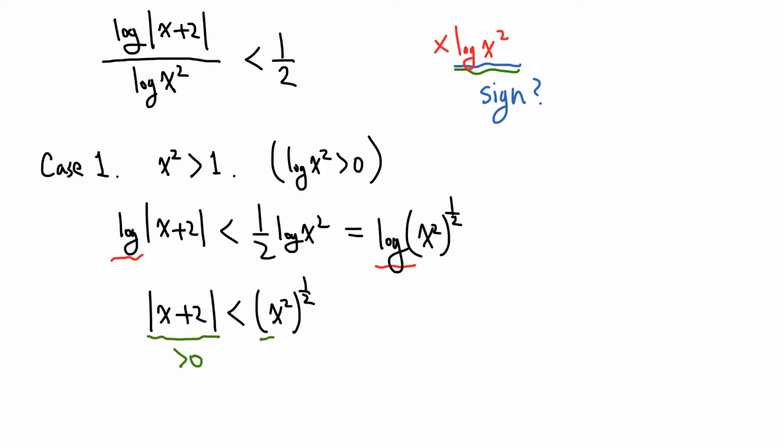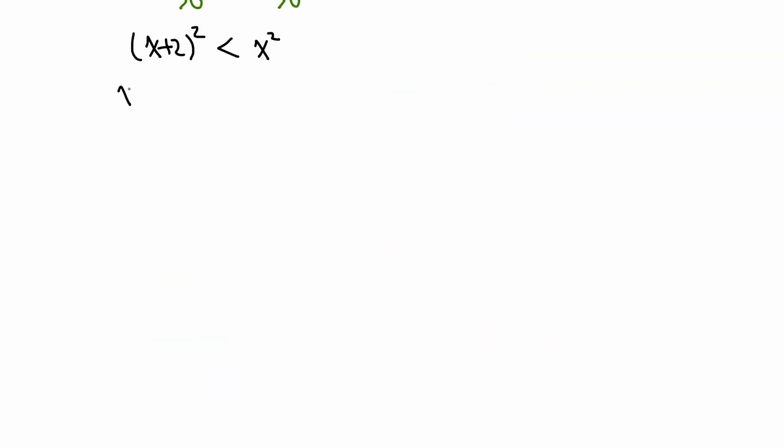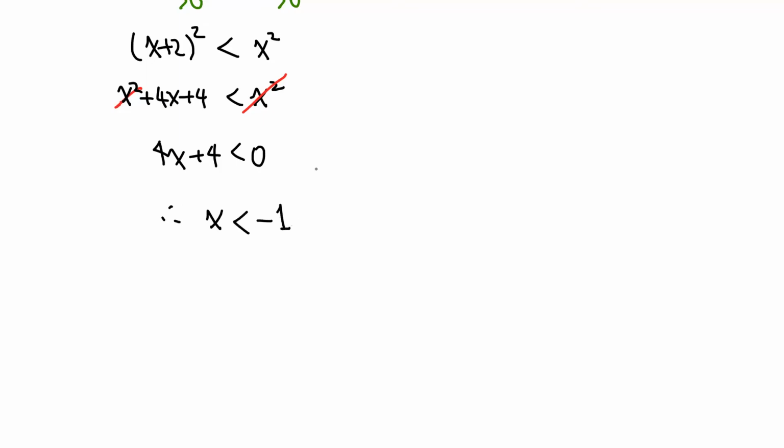Now both sides are positive. I have already said that x cannot be minus 2 because of the argument condition. So since both sides are positive, squaring both sides does not change the direction of the inequality sign. So if we square both sides, we have x plus 2 squared less than x squared. So if we expand and cancel out, we have x is less than minus 1.